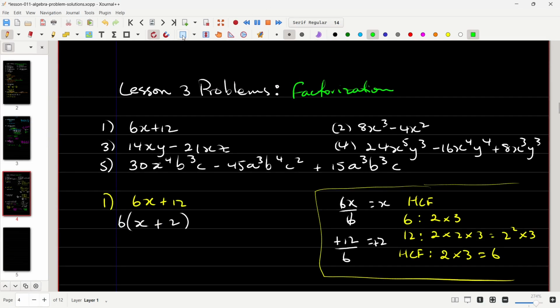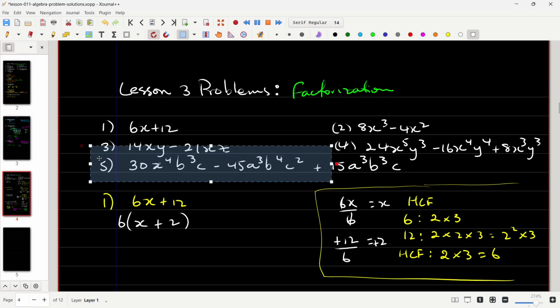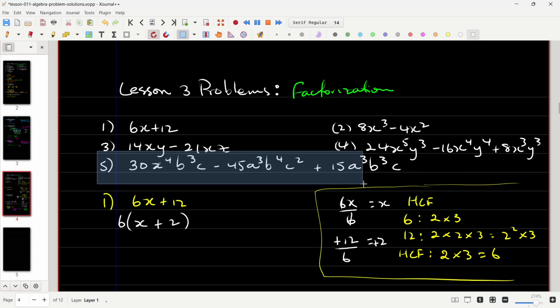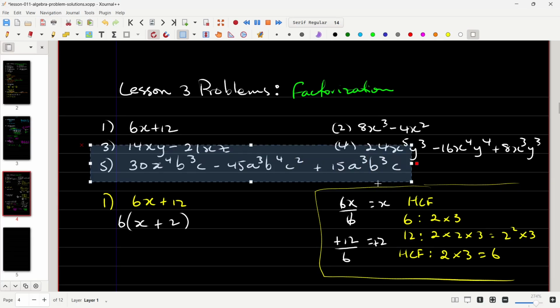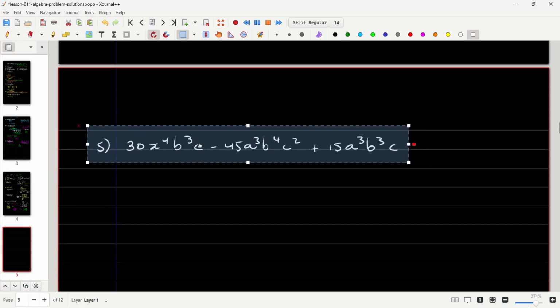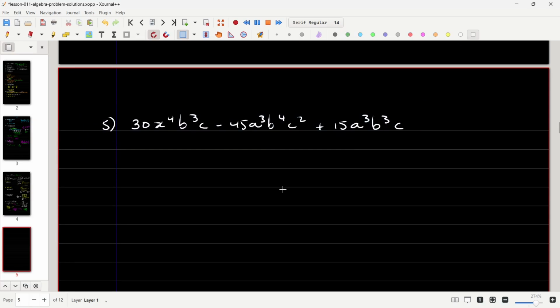So let me add a new page, and we'll do number 5. So let me just copy and paste this one here. Oopsie. And number 5, Control V. All right. Let's see what we do with this one now.